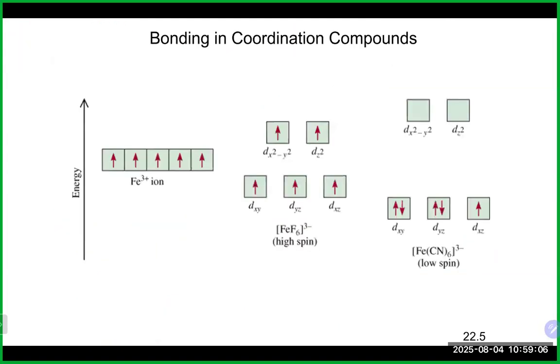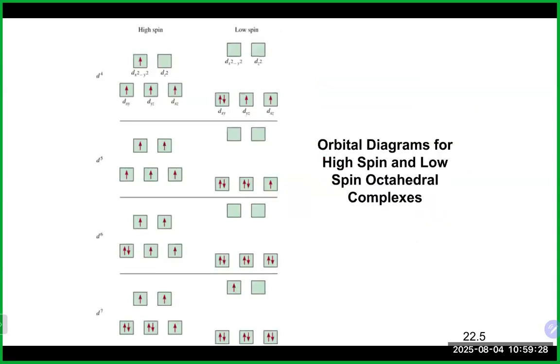Here is one of the ones we didn't do. With our F6, we're going to get high spin, a lot of unpaired electrons, as a result of a smaller crystal field splitting. And with a larger crystal field splitting, we're definitely going to get a lot more paired up electrons. And there are our different combinations for our octahedral arrangement.